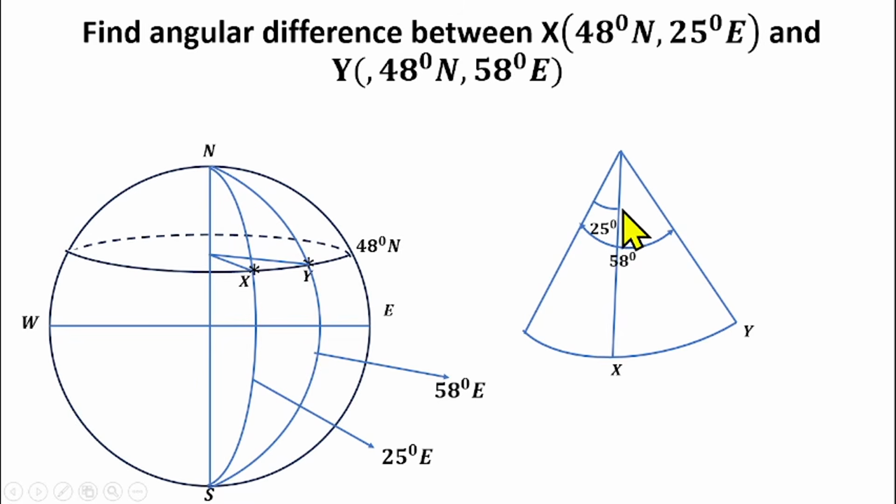Our aim is to find the angular distance between point X and point Y, which is represented by theta. Then how do I get theta? Theta will be equal to 58 degrees, the whole angle here, minus the angle here, which is 25. If you subtract that, that will give us 33 degrees. That is the angular distance between point X and point Y.